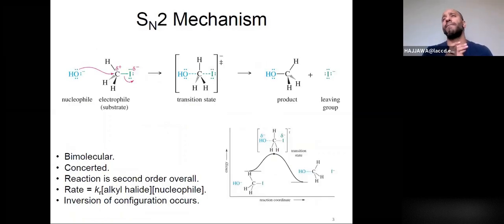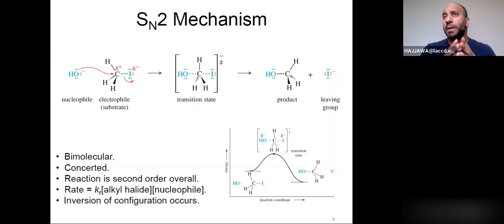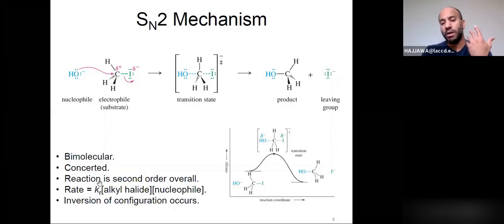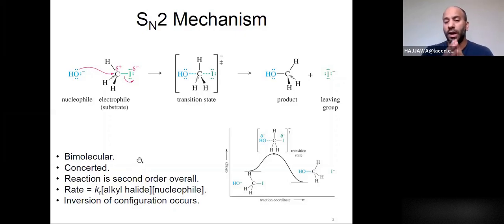Every single time you have an SN2 reaction, it's a transition state containing mechanism, and it will always involve the two reactants, the alkyl halide and the nucleophile, in the reaction rate. So that's why it's second order overall, and that's why the rate expression will be written as rate constant times concentration of alkyl halide times concentration of nucleophile.